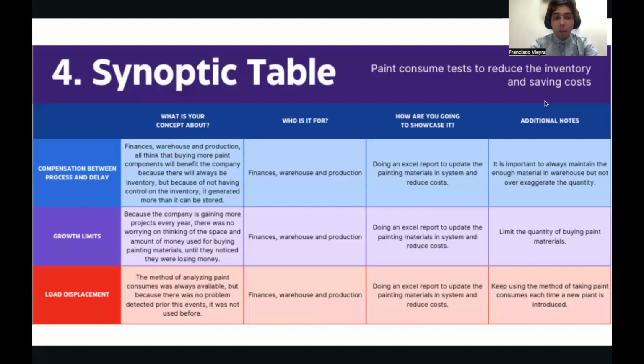company is gaining more projects every year. There was no worry about the space and amount of money used for buying painting materials until they noticed they were losing money. This also applies to finances, warehouse, and production. I'm going to showcase this problem by again doing an Excel report on the painting materials system to reduce costs. And as an additional note, limit the quantity of paint materials bought.